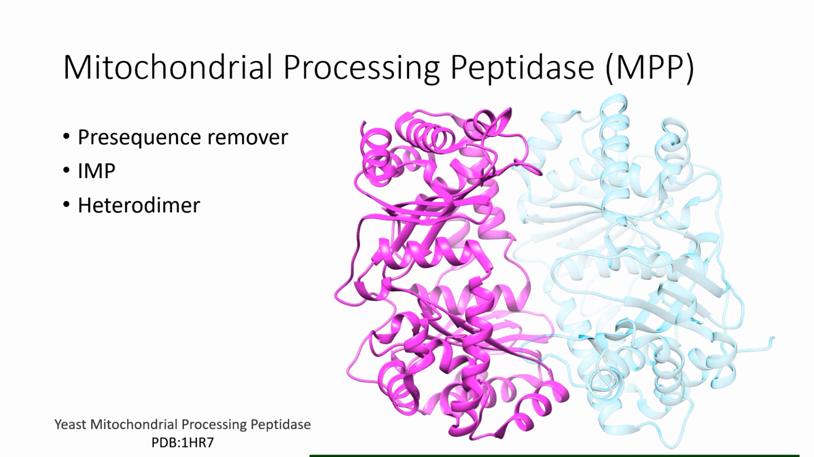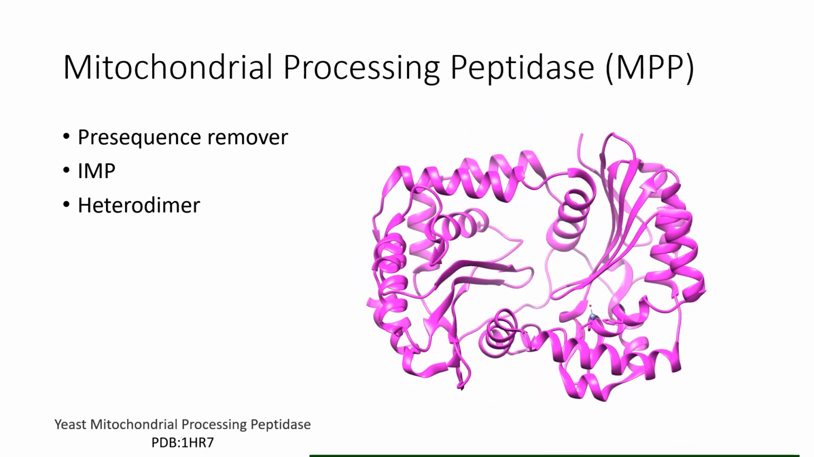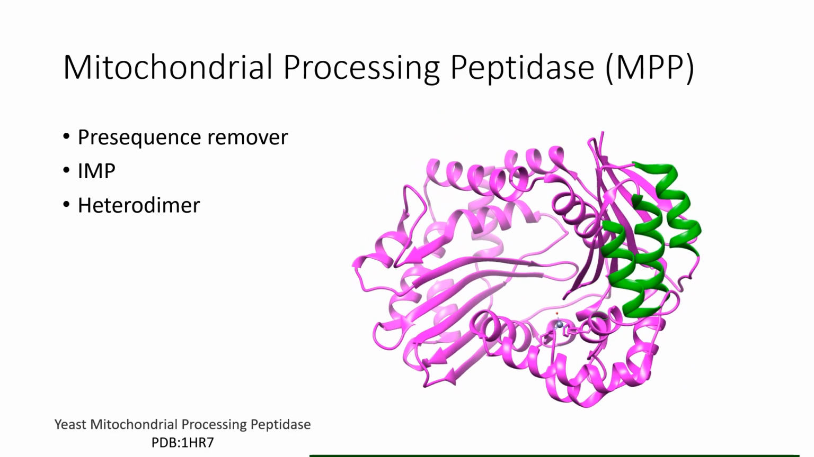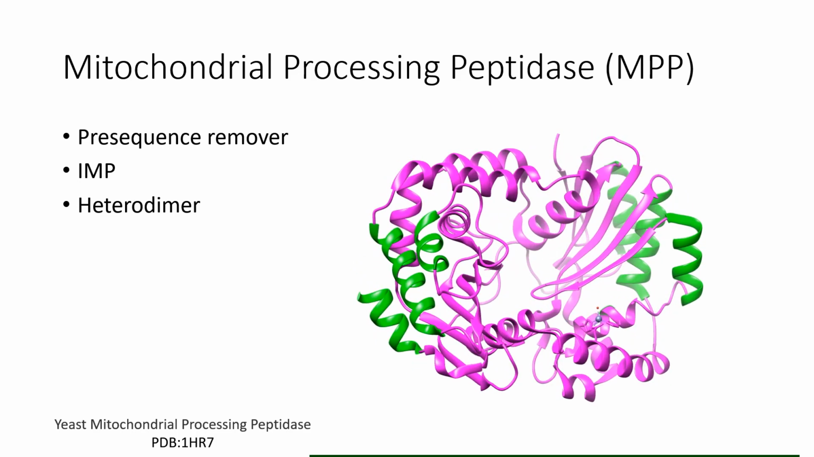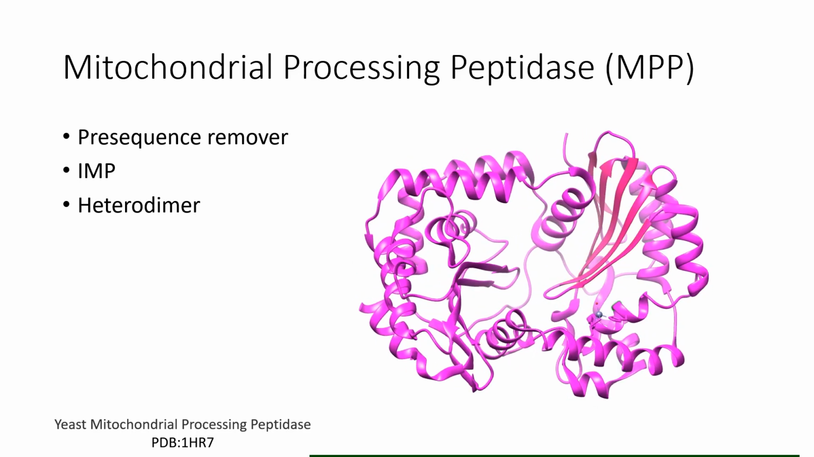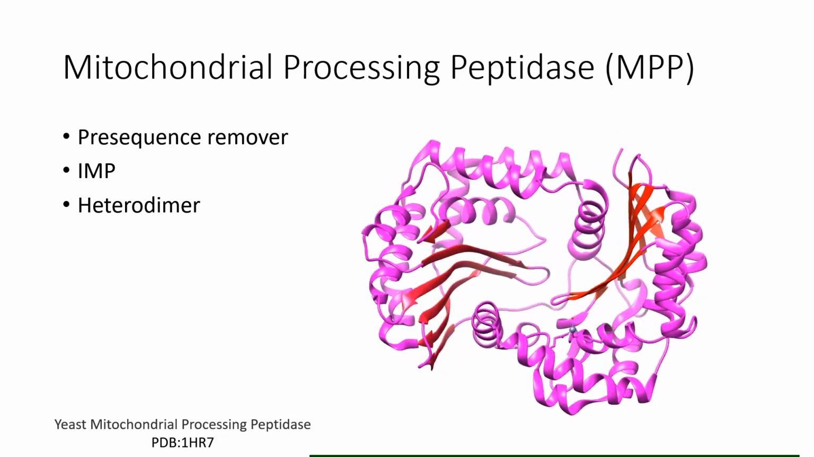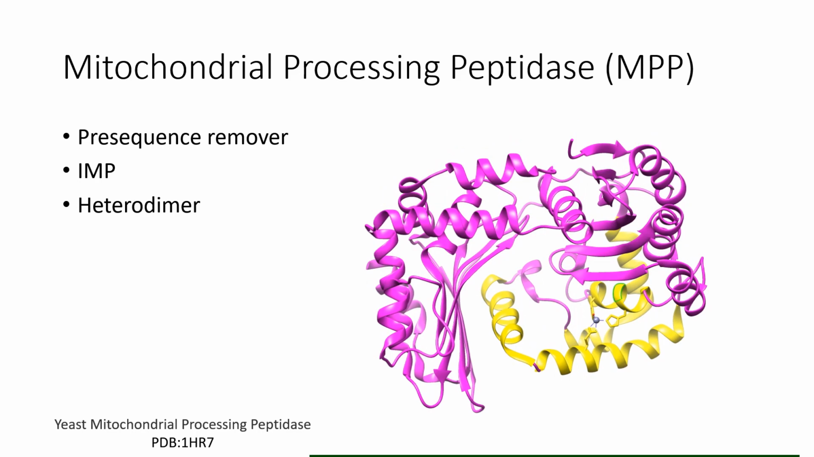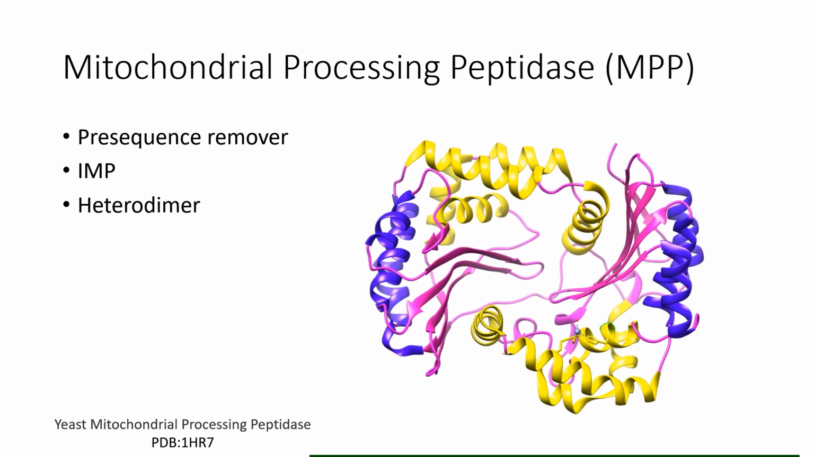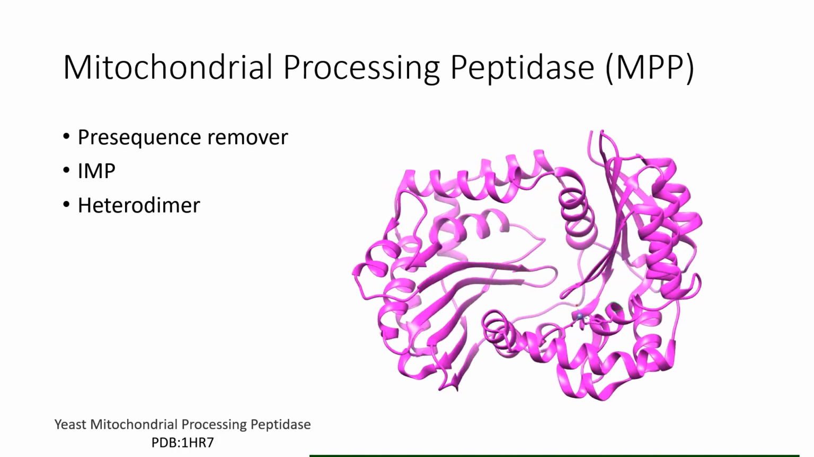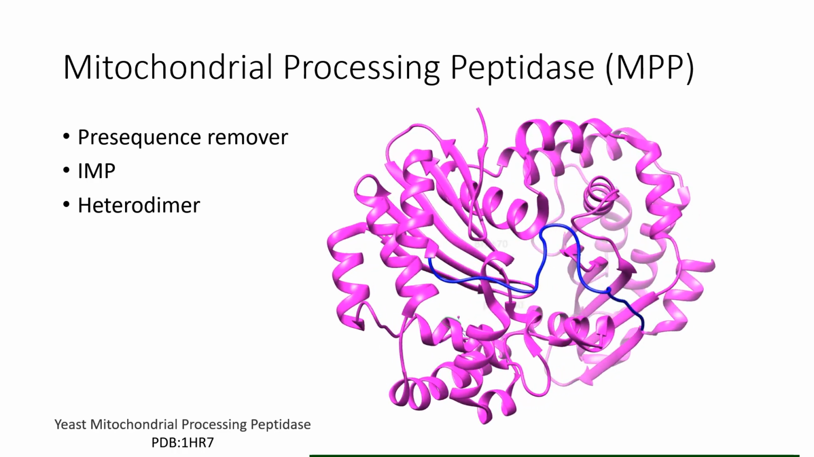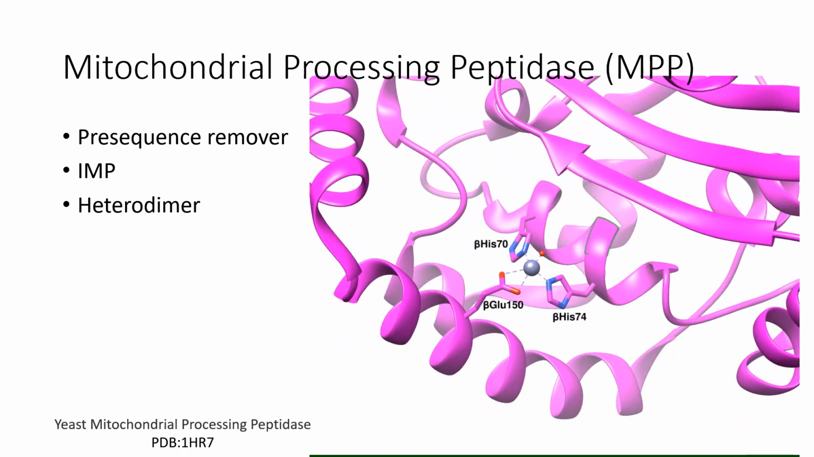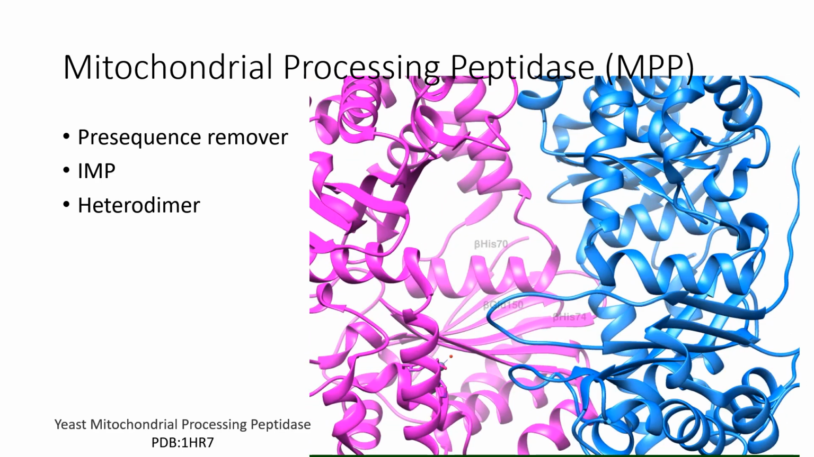MPP is made up of two heterodimeric subunits that each contain two sets of 3 alpha helices packed against 6 stranded beta sheets with 5 other alpha helices at one end of the sheet. The domains are connected by a 23 residue linker. This peptidase also has a zinc metal ion that is localized in the cavity of the active site. It is coordinated by beta-histidine 70, beta-histidine 74, and beta-glutamic acid 150, which are involved in both the zinc binding and catalysis.